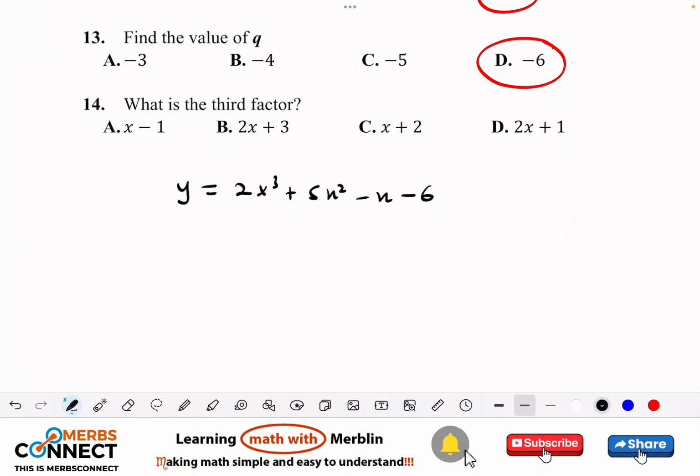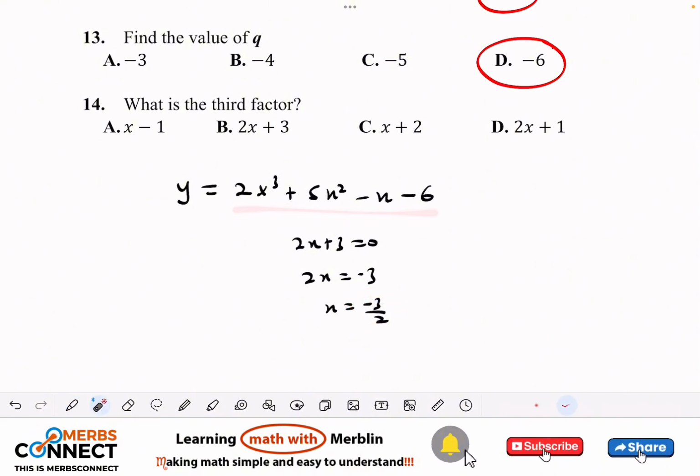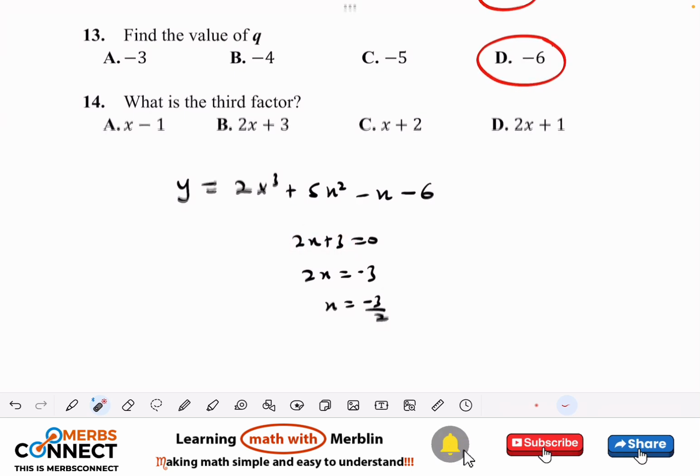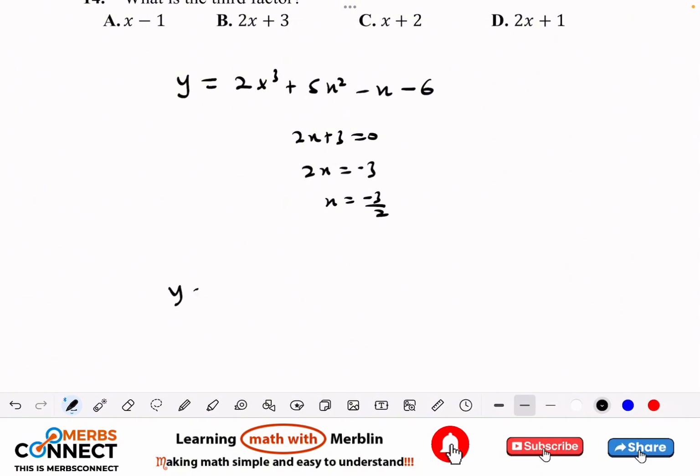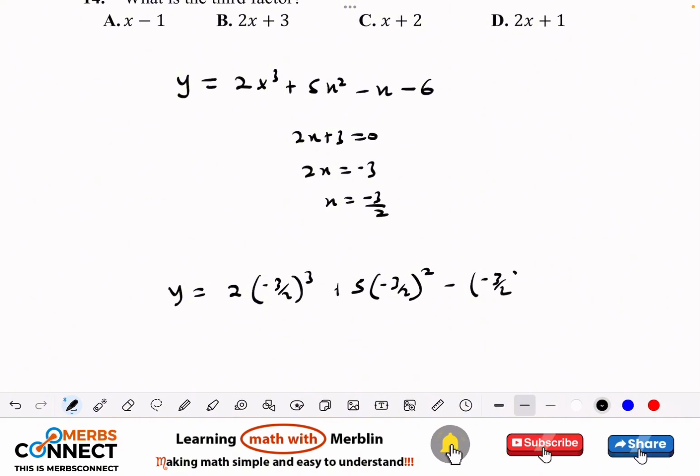So now let me pick B and just make x plus 3 to be equal to 0, 2x is equal to minus 3, x is equal to minus 3 over 2. So I'm going to plug minus 3 over 2 inside this. And if this is a factor, it should give me 0. So that is the idea. So let's do that and see. y is equal to 2 times minus 3 over 2 to the power 3, plus 5 times minus 3 over 2 squared, minus minus 3 over 2, minus 6.